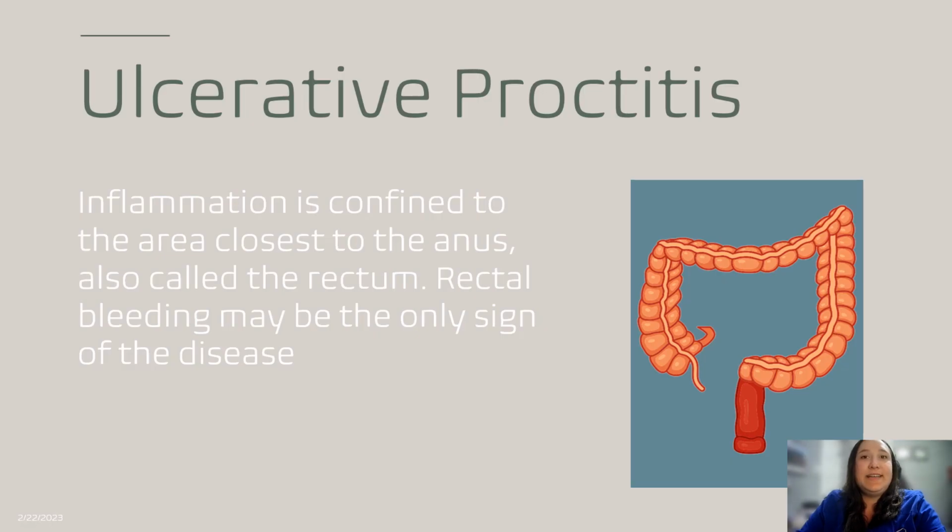Ulcerative proctitis. This is a type where the inflammation is confined to the area closest to the rectum, and rectal bleeding may be the only sign of the disease. And this is the area right here that is affected.